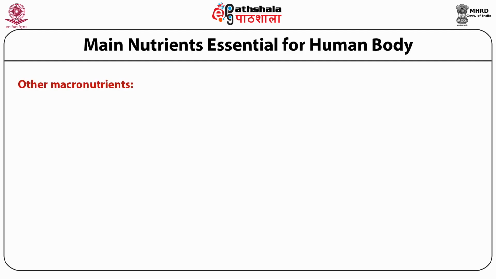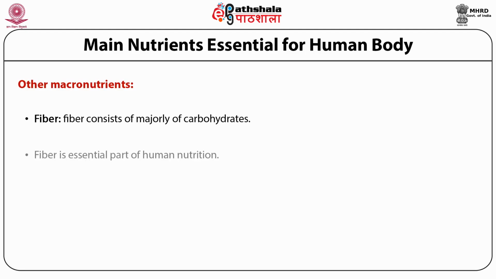Now, what are the other macronutrients? They do not provide energy. That includes fiber. They consist mostly of carbohydrates. Because of its limited absorption by the body, the sugars and starches do not get much into the blood stream. Fiber is an essential part of human nutrition.